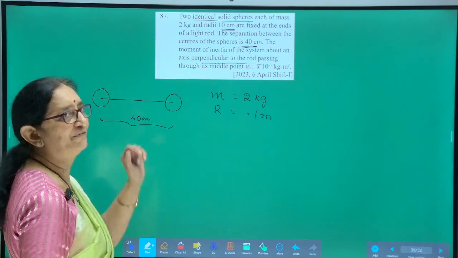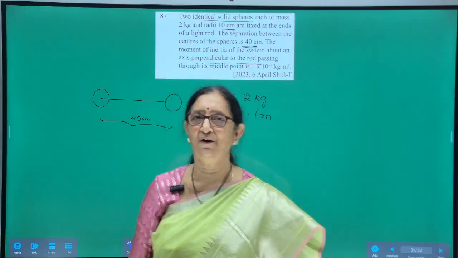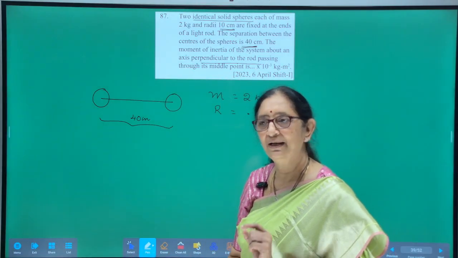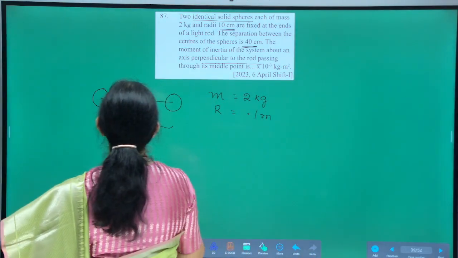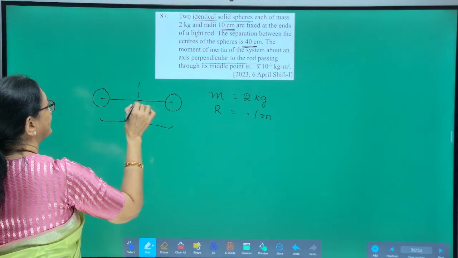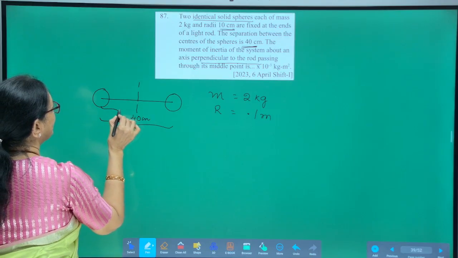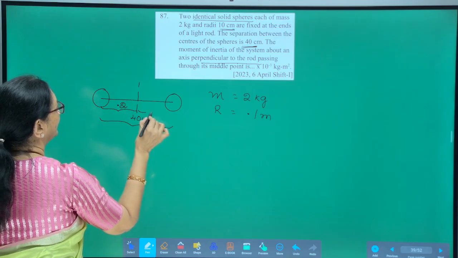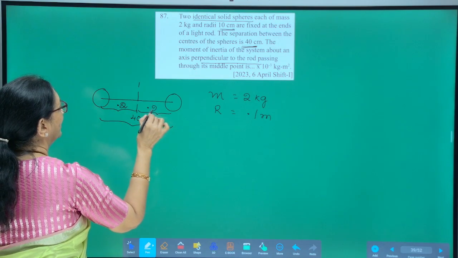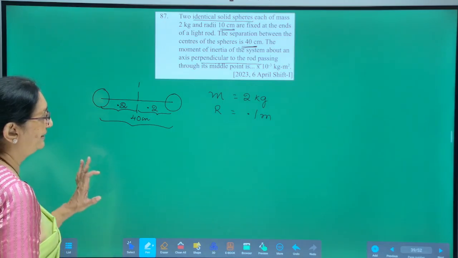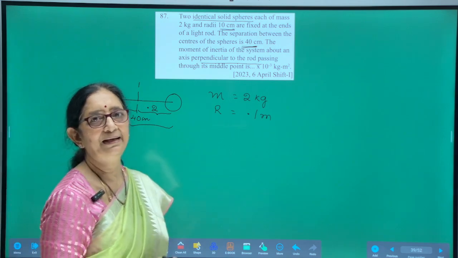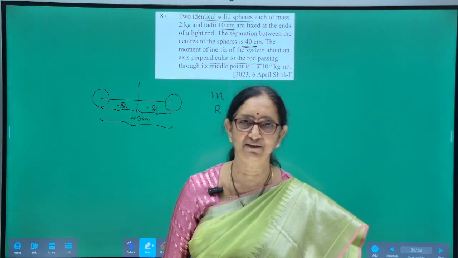You are supposed to find out the moment of inertia of the system about an axis perpendicular to the rod passing through its center. So, the axis is like this. So, this distance becomes 20 centimeters or 0.2 meters. This distance is also 0.2 meters. Now, for this sphere, this axis is not passing through the center of mass.